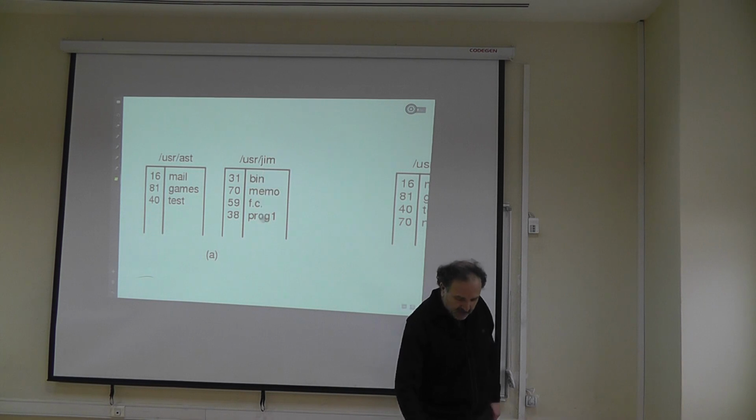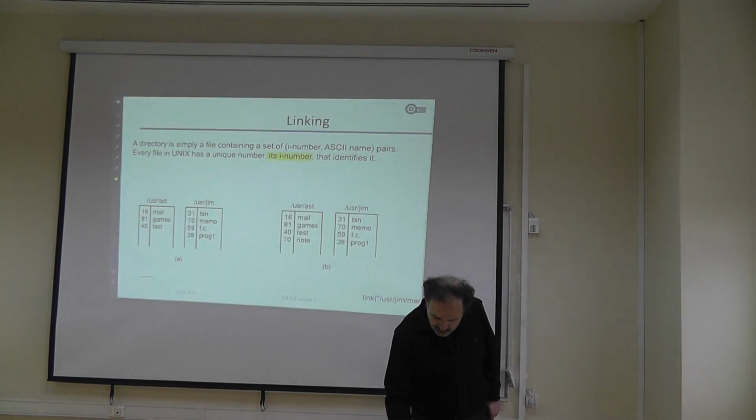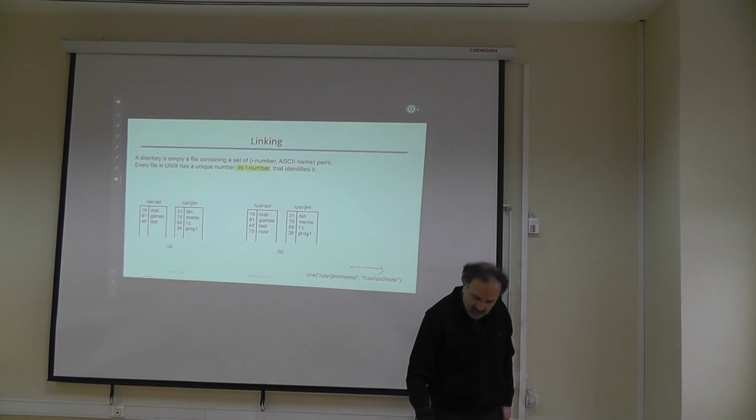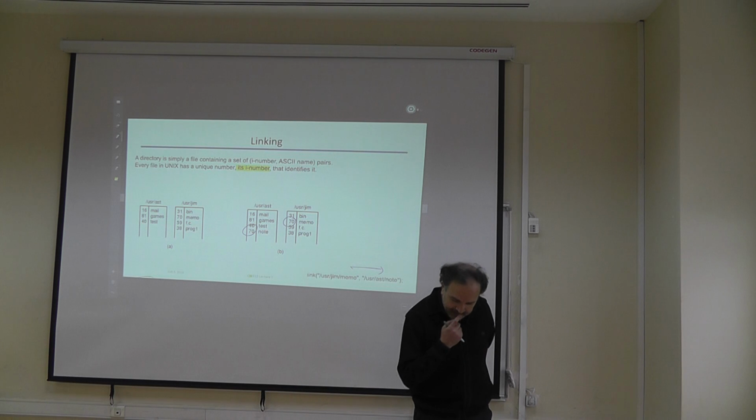It has 1, 2, 3, 4 files and their I number. So when I execute this system call, link user gym memo and user ASD node, let's see the difference between those. What happened? I have one more file in my directory user ASD. Its name is node, but see this number and this number is the same.